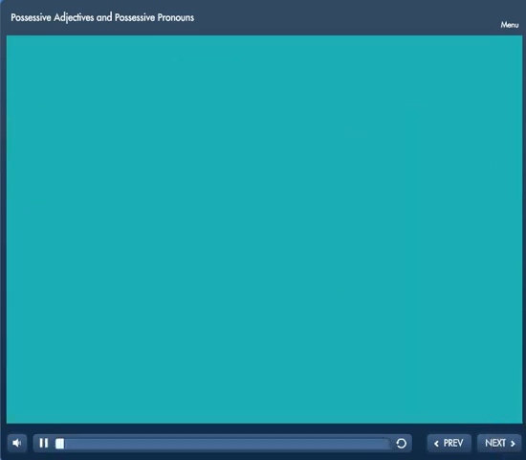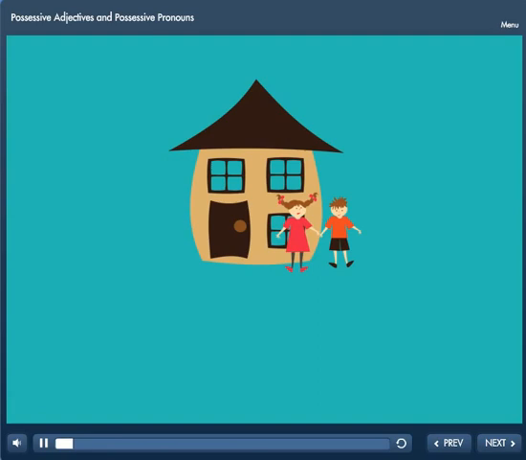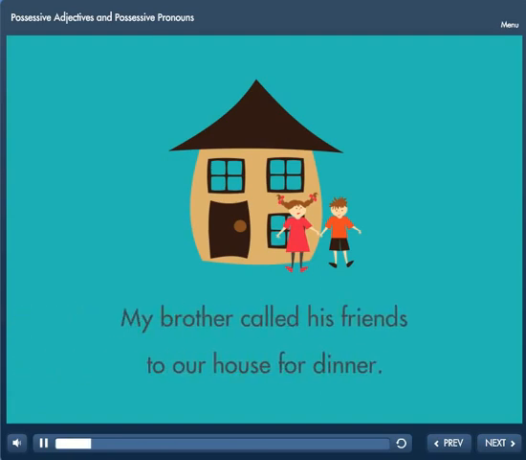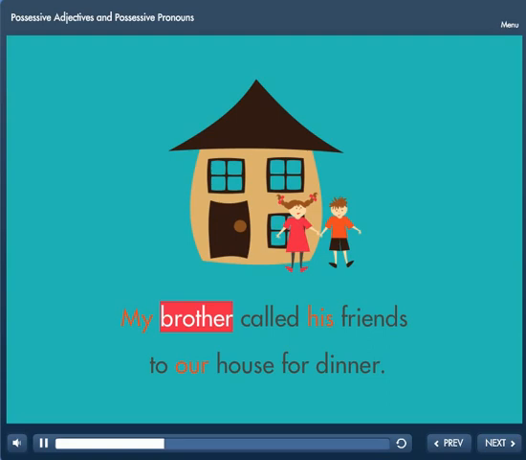We use possessive adjectives in our speech and writing all the time. In the sentence below, for example, there are 3 possessive adjectives. My, his, and our are possessive adjectives. They indicate the owner of the nouns that come after them. The noun after the possessive adjective my is brother. So I know that the brother belongs to me.